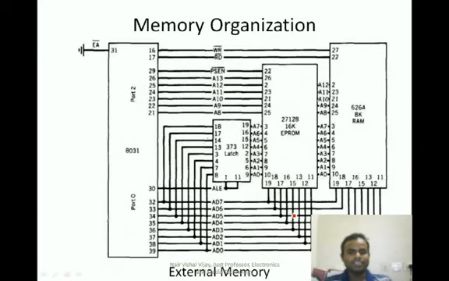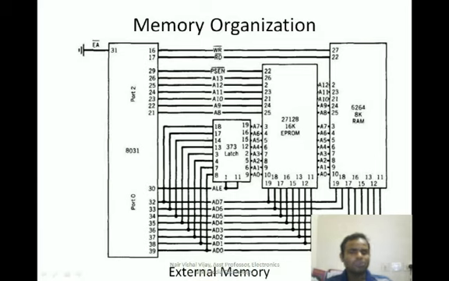Now let's see the memory organization, how to access external memory using your 8051. As I said, internally there are only 128 bytes of RAM and 4 kilobytes of ROM. So if you want to expand your RAM and ROM capacity, you have to go for external memory units. So how would you access external memory units?